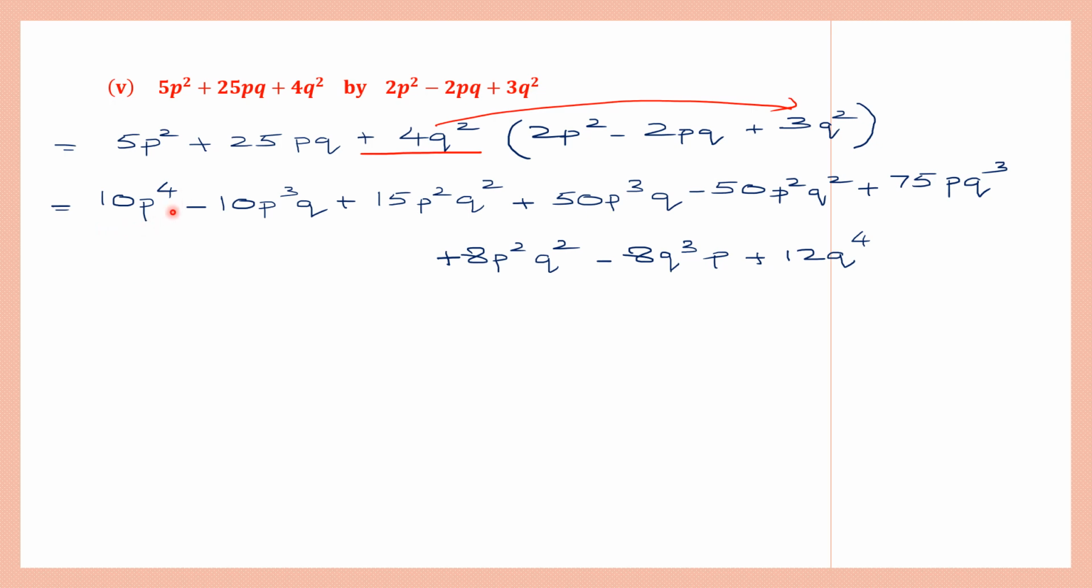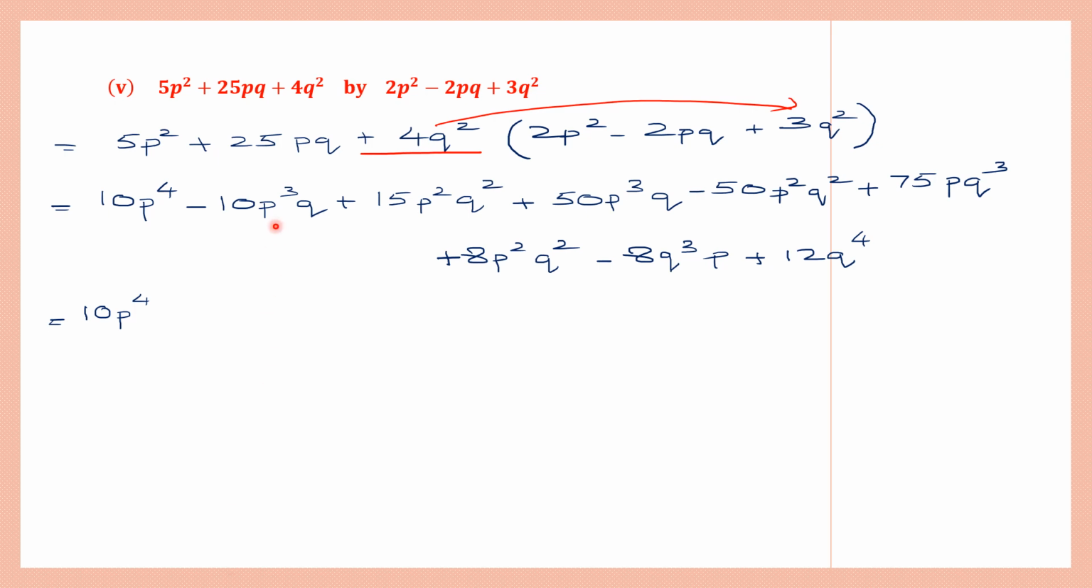Here we have p to the power of 4. Do we have another p to the power of 4? You have to look carefully and see. We don't have. So that will remain as it is. So that is 10 p to the power of 4.